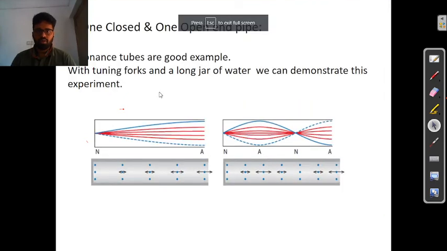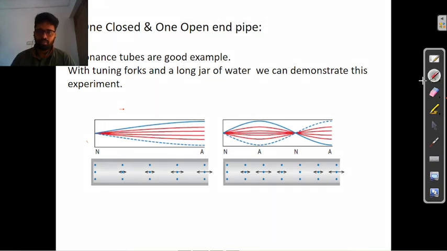Moving on. The last case, you have one closed and one open-ended pipe. In one closed and one open-ended pipe, you have a node at the closed end and an antinode at the open end. So the distance between node and antinode is lambda by 4. You can see this is only 1/4 of a wave. So this is your first harmonic. Resonance tubes are good examples of one closed and one open-ended pipe.